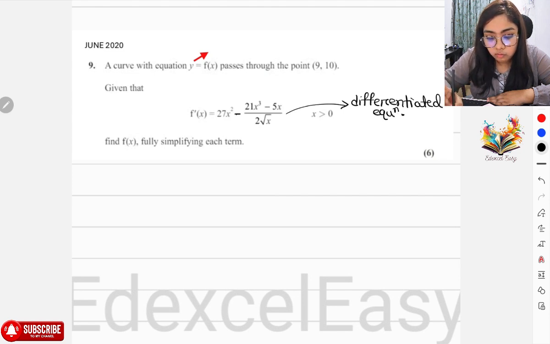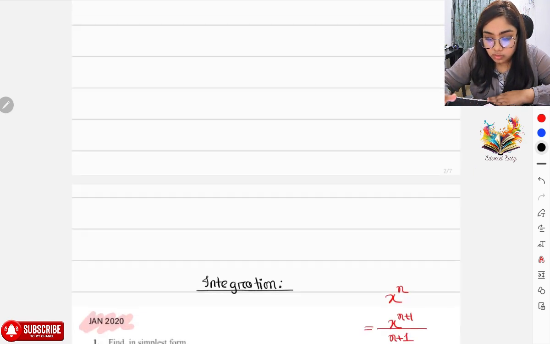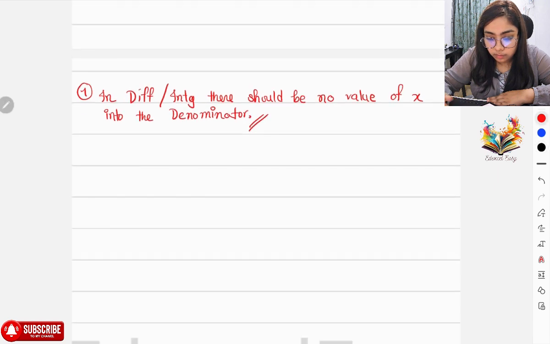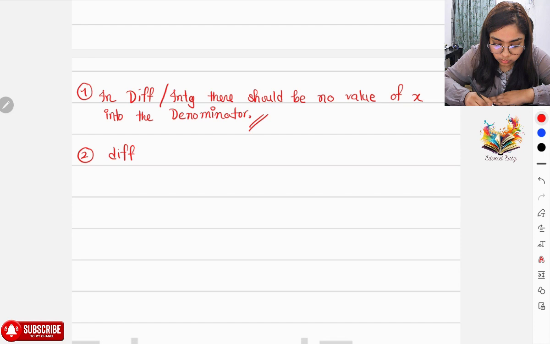F prime x is your differentiated equation. Another thing to remember, now from this differentiated equation, they want to find out the original equation. So how can you find that? There is one statement that we will have to write over here. Let me just write this over here, that in case for differentiation, this is the format.